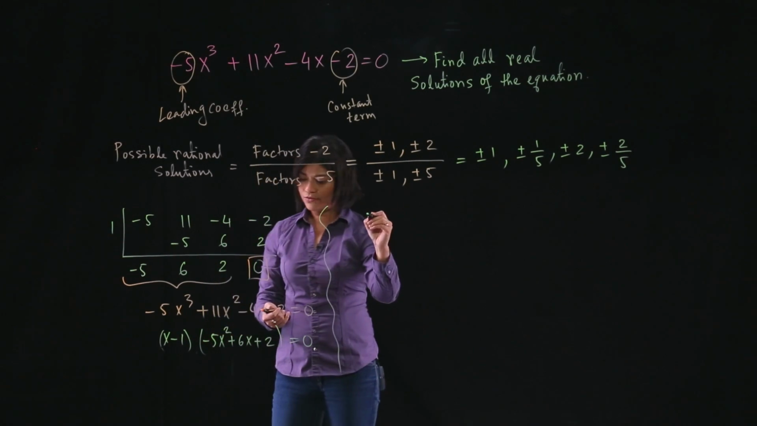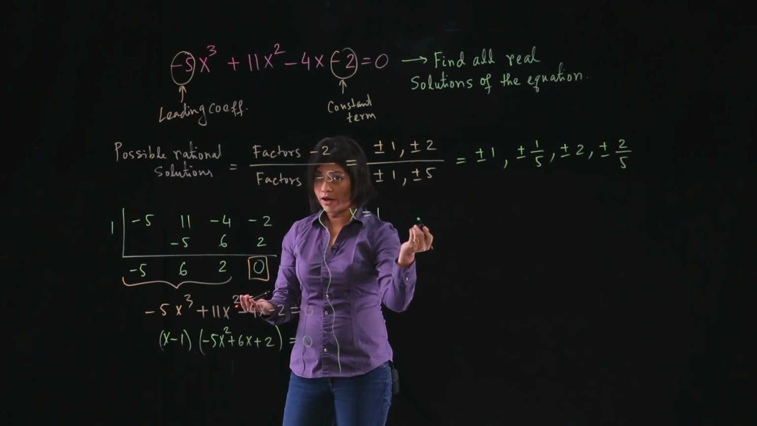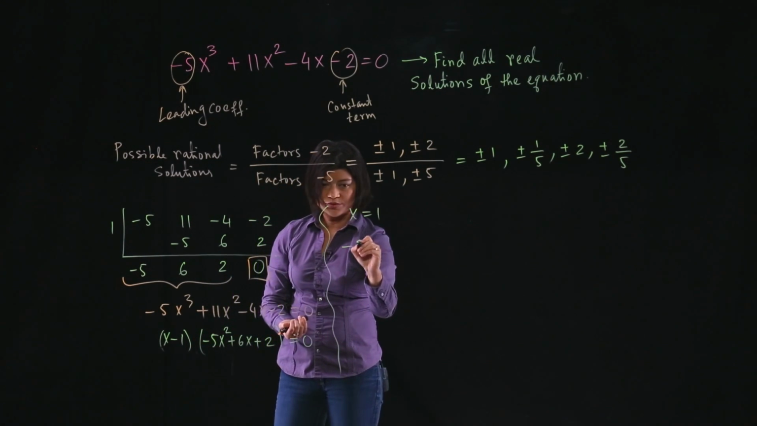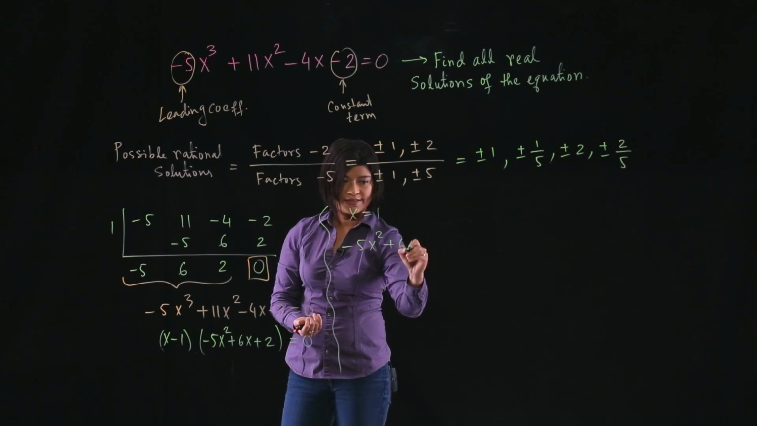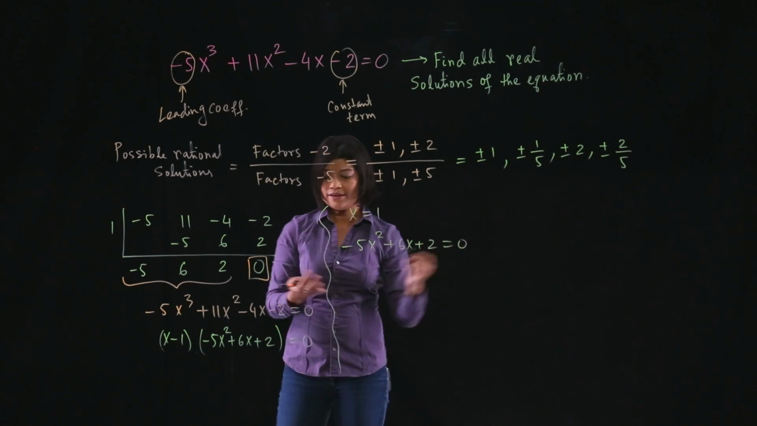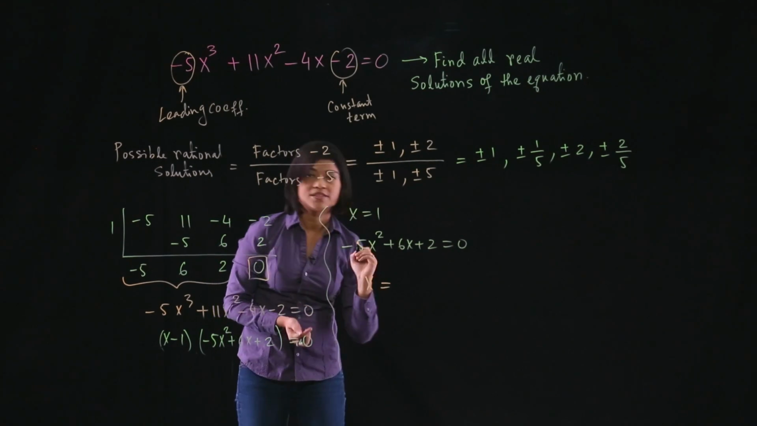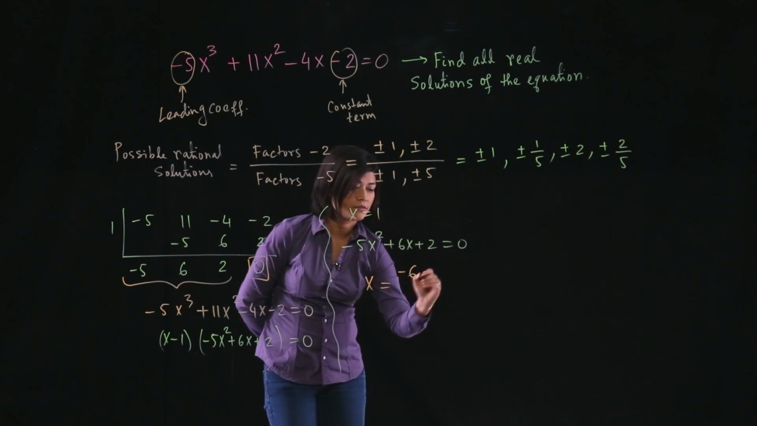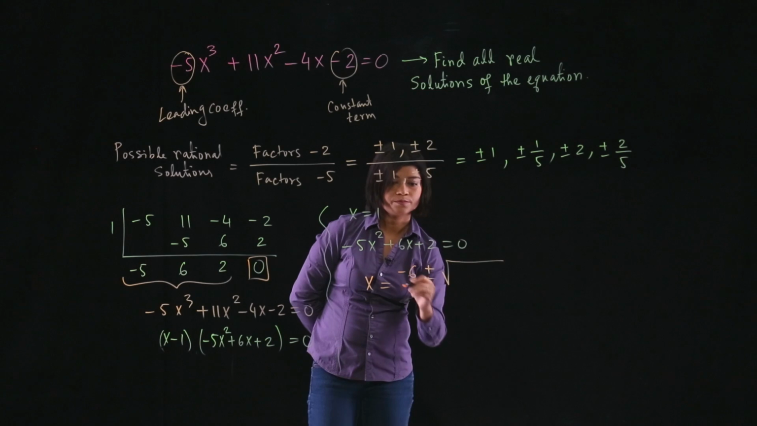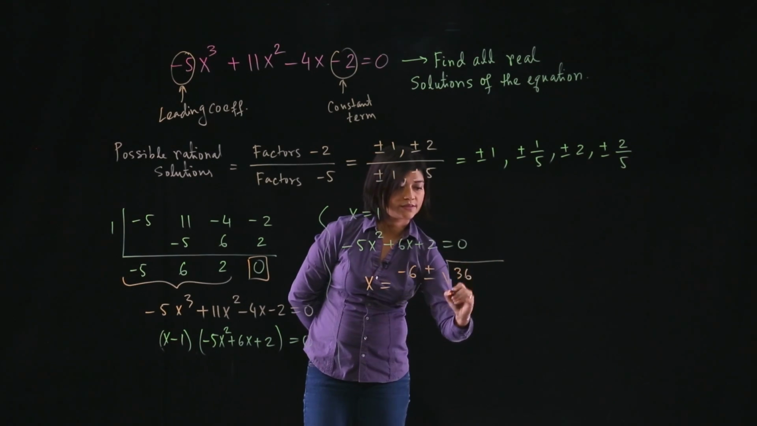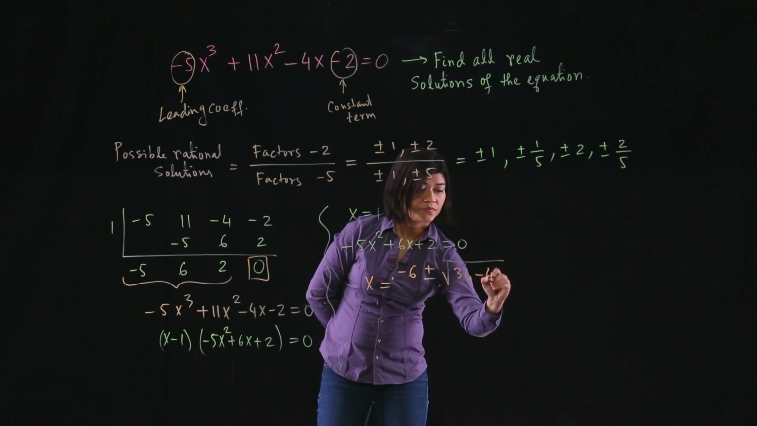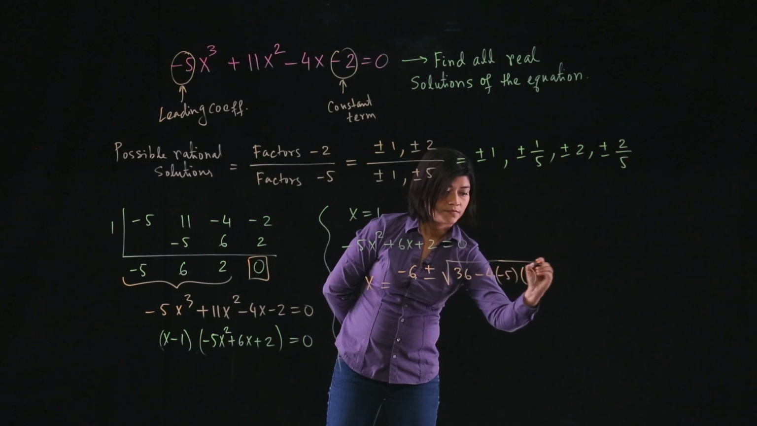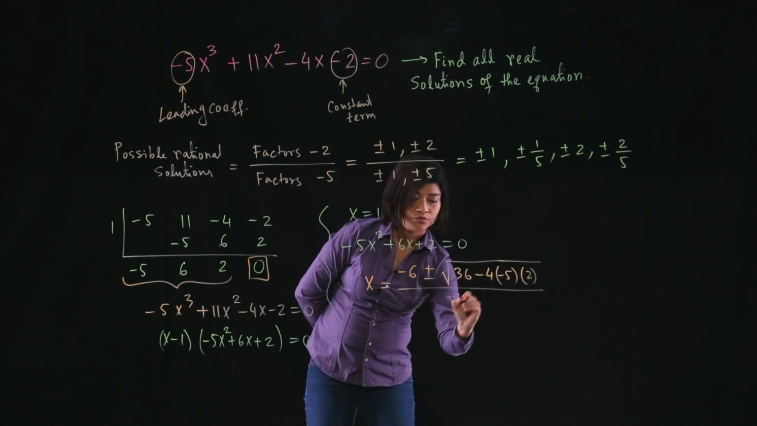Okay, so let's do that. We already know x equals 1 will be one of them. And then let's set this quadratic expression equal to 0: negative 5x squared plus 6x plus 2 equals 0, and solve. So let's use the quadratic formula. x is equal to negative b, which is negative 6, plus or minus the square root of b squared, 36, minus 4 times a times c, over 2 times a.